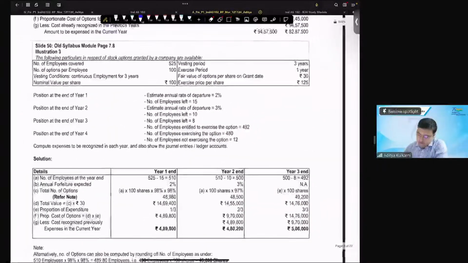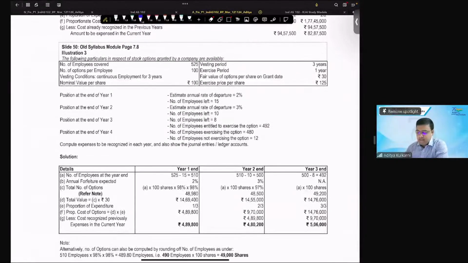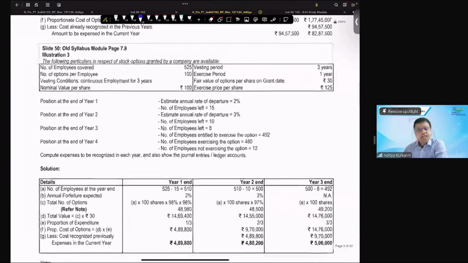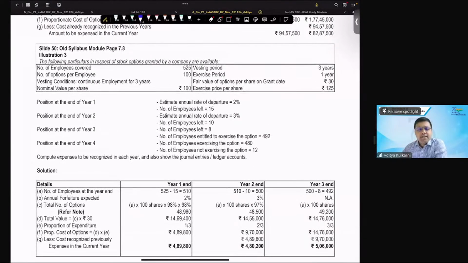Vesting conditions, continuous employment for 3 years. So tell me, which type of condition is this? Performance or service? Service. It's a service condition. Okay. All right. Fine. So that takes care of the condition type.